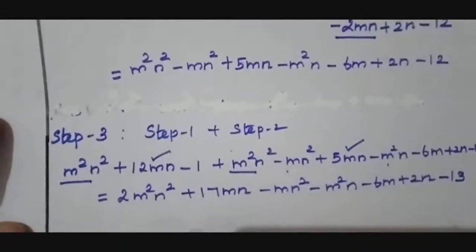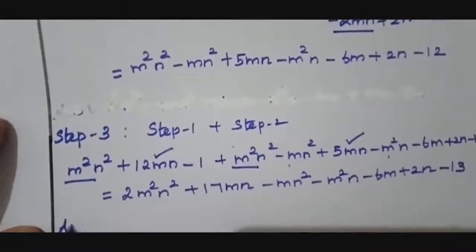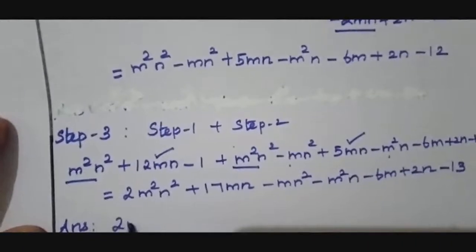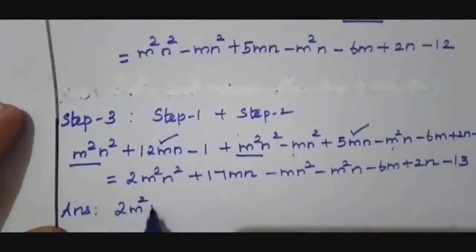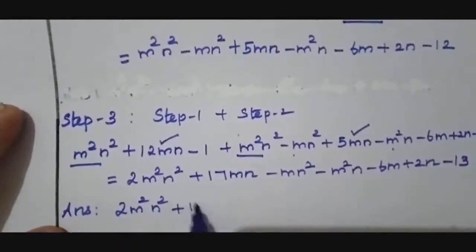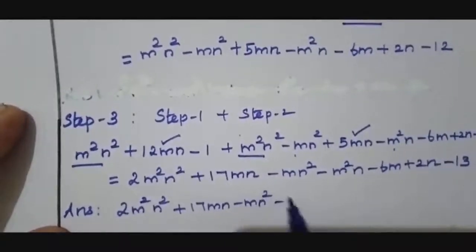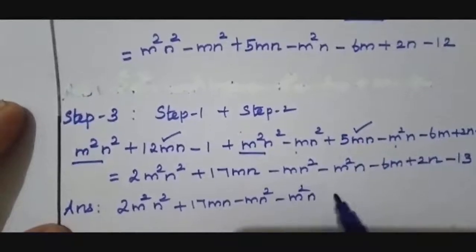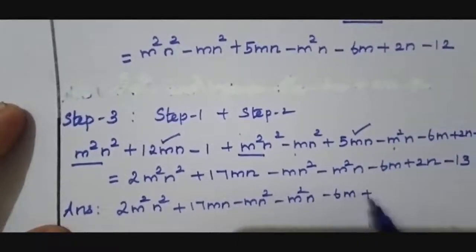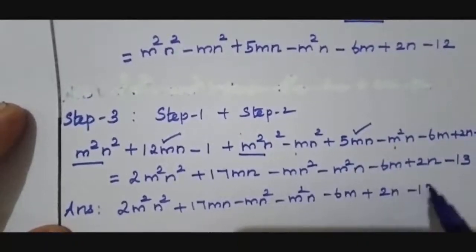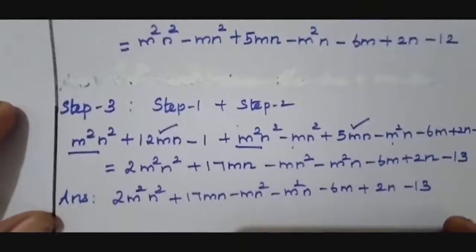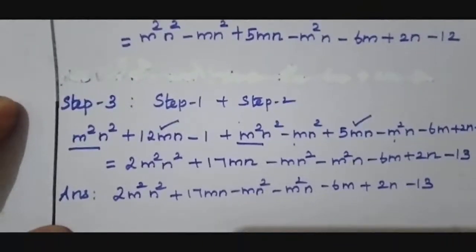So your answer is 2m square n square plus 17mn minus mn square minus m square n minus 6m plus 2n minus 13. Is it clear, children? Yes.